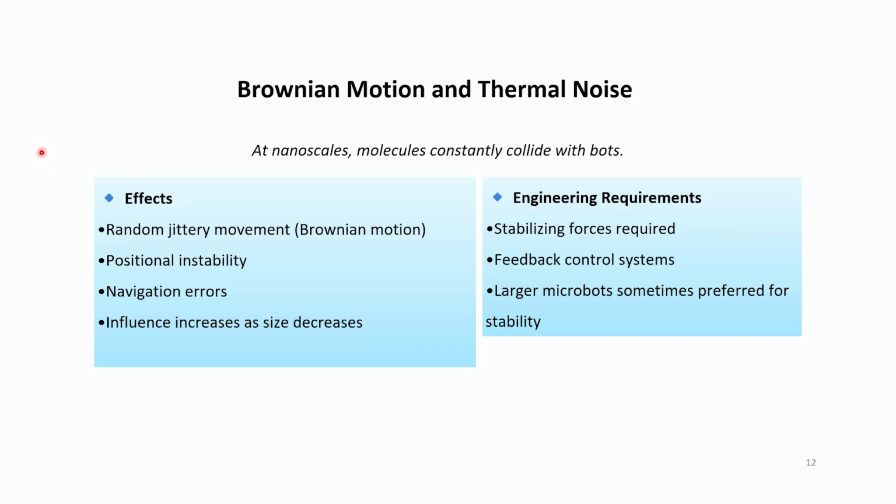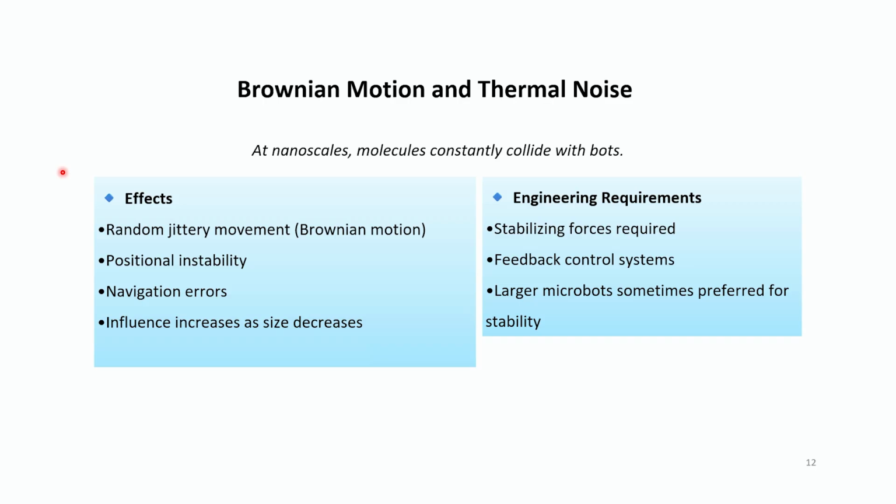So at such a small scale, the molecules in the bot environment are going to constantly collide with the bots. So what will be the effect? Random jittery movement. Your bots are going to show random jittery movement because they are constantly colliding with the molecules around. If you put a macroscopic object in water or any fluid, the molecules colliding with it won't make such a huge difference.